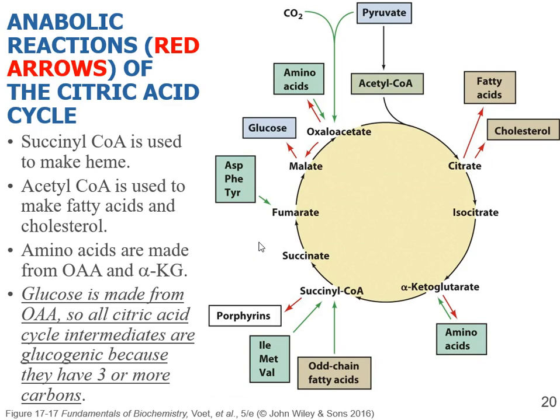So again, I want to make sure, because this is also shown here, that if you can get to pyruvate, you can get to OAA. And if you can get to OAA, you can get to malate, and then you can get to glucose. But that, again, means that you need a metabolite that's got 3 carbons or more. So acetyl-CoA will not do it for you.